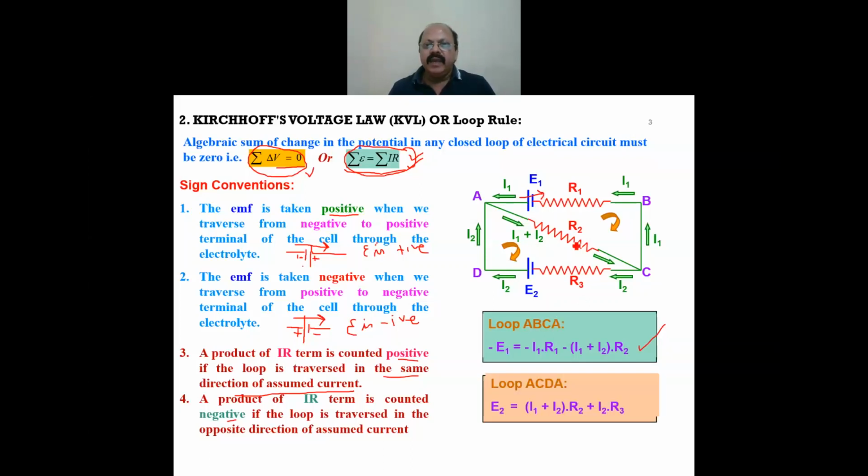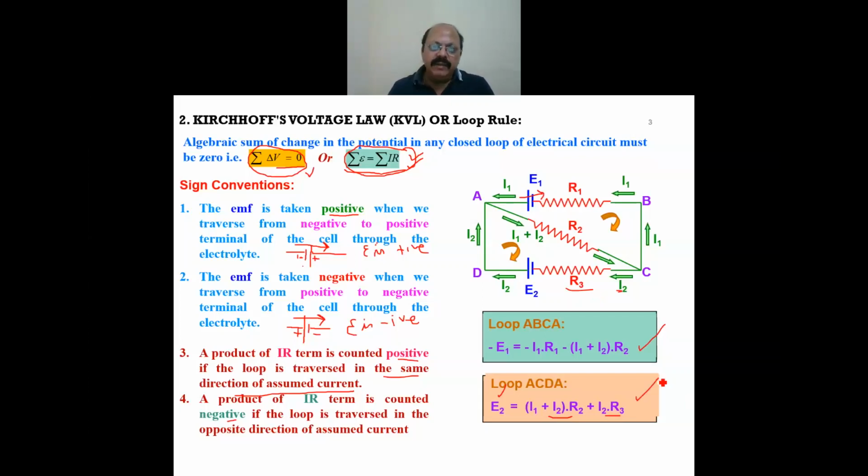The second loop is A, C, D, A. Here your loop's direction is from lower potential to higher potential, so E2 is positive. The direction of the current and the direction of the loop is the same, so it equals (I1 plus I2) R2, the product of the current and resistance is positive. Similarly here, I2 R3, this is I2 and this is R3.